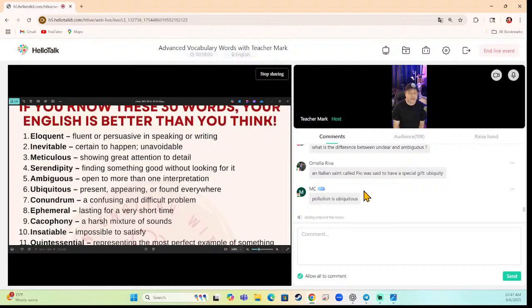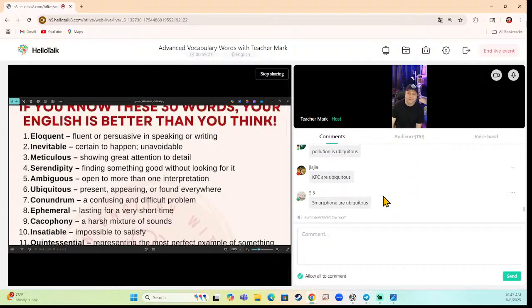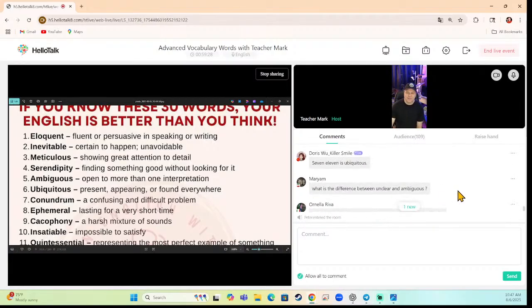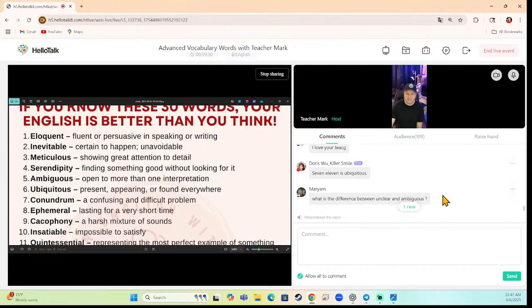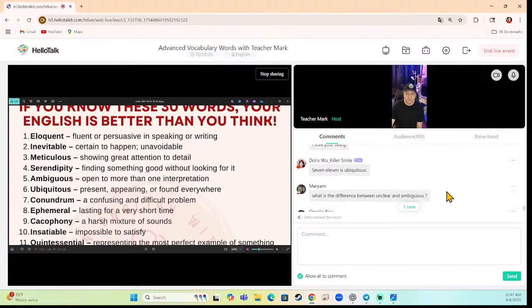Pollution is ubiquitous, that's correct. Yes. An Italian saint called Pio was said to have a special gift of ubiquity. How do you have the gift of ubiquity? Is that where we get the word pious from, I wonder? I don't know. 7-Eleven is ubiquitous, sure. Yeah.